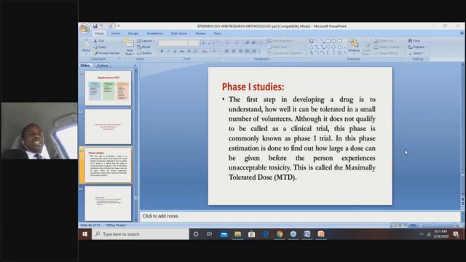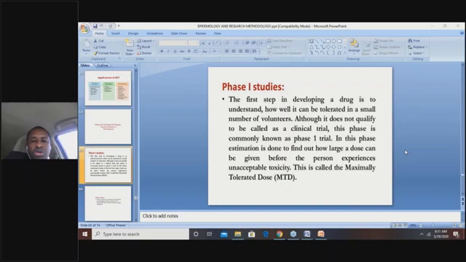What you do is look at just a small number of volunteers. Right now, they are doing trials for vaccines for COVID. There are people that have volunteered, people who say, let me be available, test this vaccine on me. So in a phase 1 trial, you just take very few people and give them that drug. Although it does not qualify to be called a clinical trial, this phase is commonly known as a phase 1 trial.